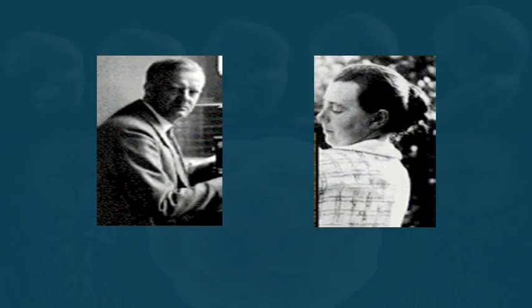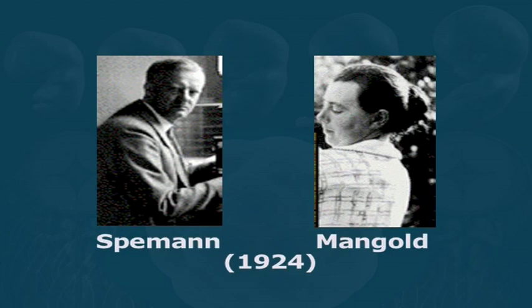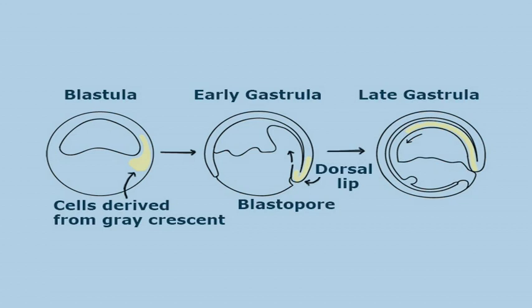Regulative development: induction. Induction is a type of regulative development. This is a process where one tissue directs the development of another tissue. A classical experiment by Spemann and Mangold in 1924 showed a graft of the blastopore lip of one newt onto another.